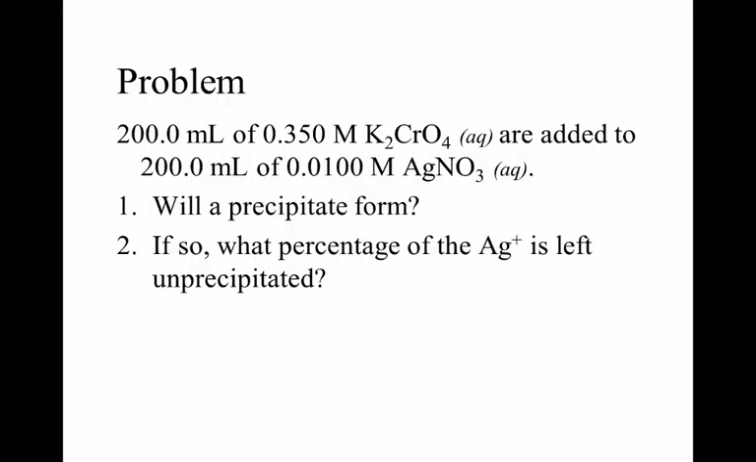So the question at hand: are we going to get a precipitate of silver chromate? Or excuse me, yeah. Silver chromate. You don't know. Would it be potassium nitrate? No, that's soluble, so silver chromate.